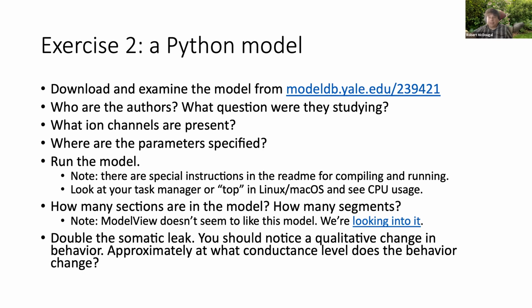There's a somatic leak conductance. If you were to double the somatic leak conductance and make no other changes, you'll notice a qualitative change in the model's behavior. So there's the baseline, and then twice as much leak conductance, and that is a qualitatively different behavior. See if you can figure out where that behavior shifts. Is it just at the double that it shifts? Is it somewhere in between?